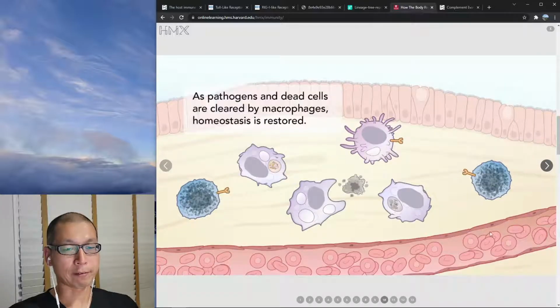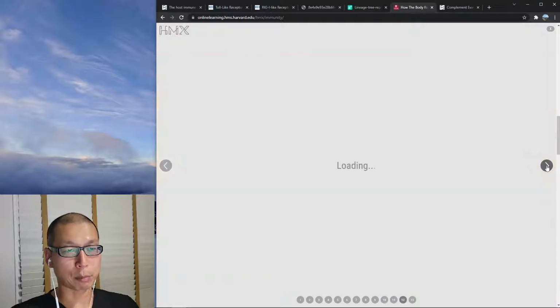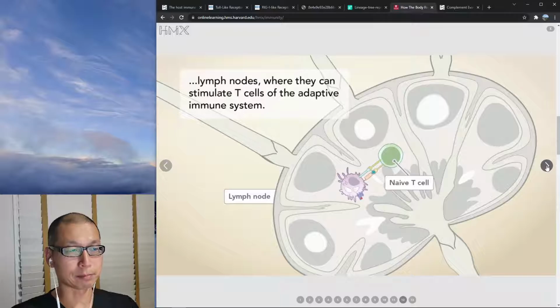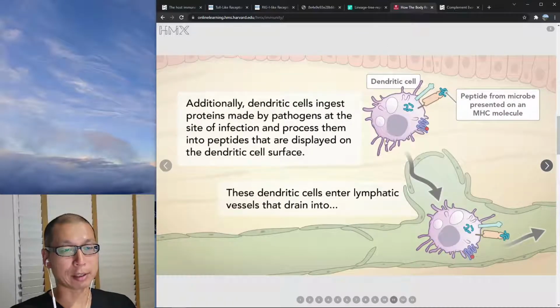And sometimes people will get exposed to a virus, it'll make it past the barrier, and then the innate immune system will just take care of it, and that'll be the end of it. But sometimes it goes further, and the dendritic cells get involved, and they'll start presenting it to the adaptive immune system.